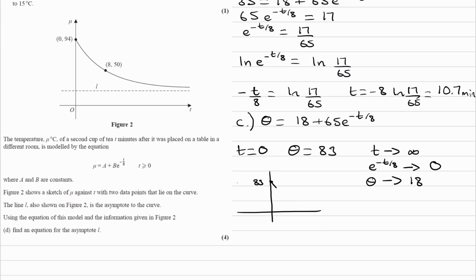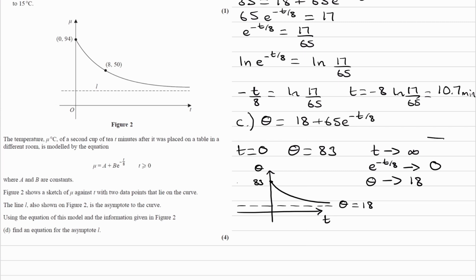Our graph should then look something like this, where we have an asymptote where theta is equal to 18. That's the equation of that asymptote. This is the theta axis, which is the y-axis, and the x-axis is, in this case, t. So that's what our graph looks like. Theta approaches 18. And that should suffice for our explanation.